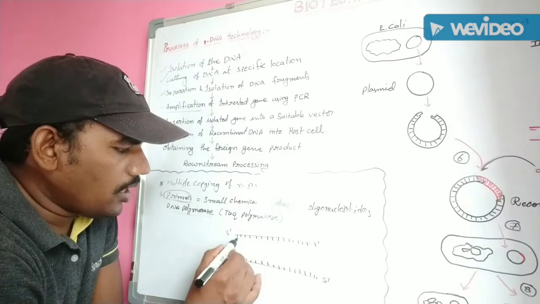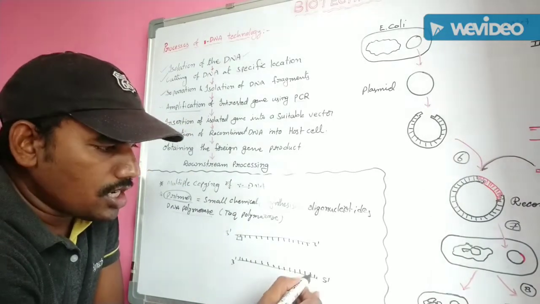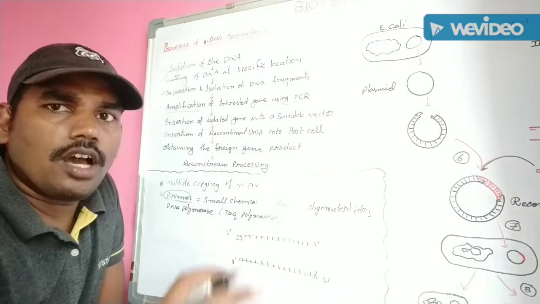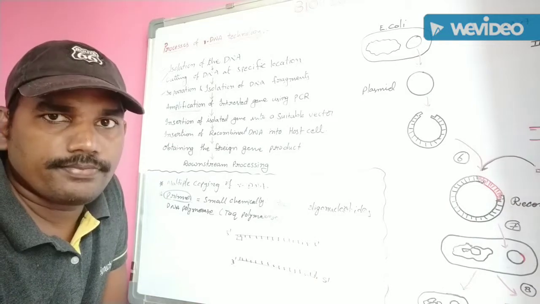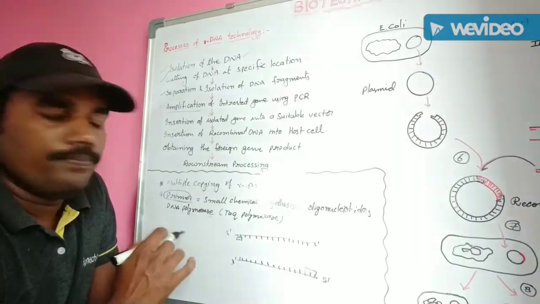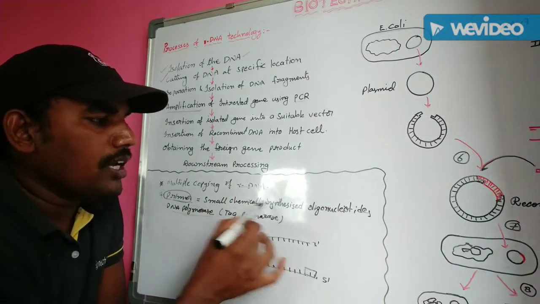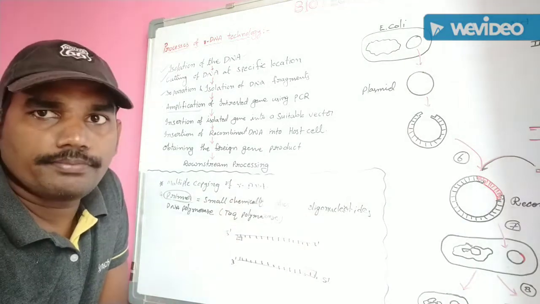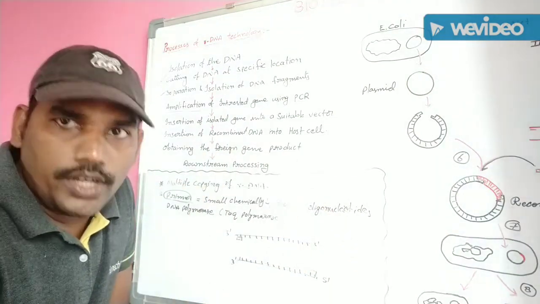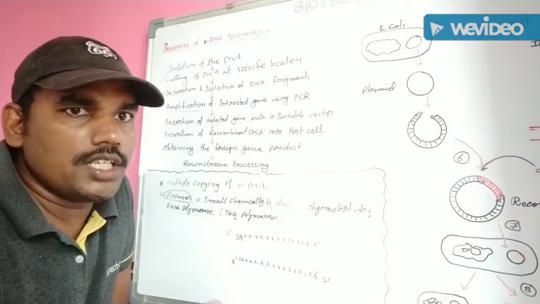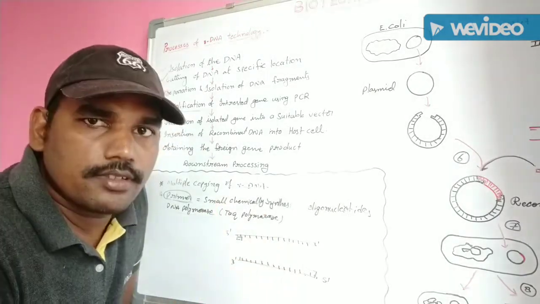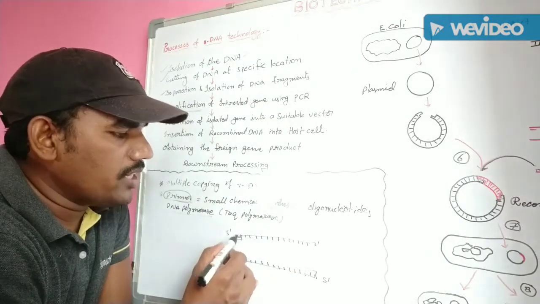One set of primers is attached in this region. Another set of primers is attached at this 5' end. So a new strand always grows in the 5' to 3' direction. What is a primer? A primer is a small chemically synthesized oligonucleotide, a nucleotide sequence. These nucleotide sequences are complementary to the separated DNA strands. So the primers are attached to the 5' end of the DNA strands.